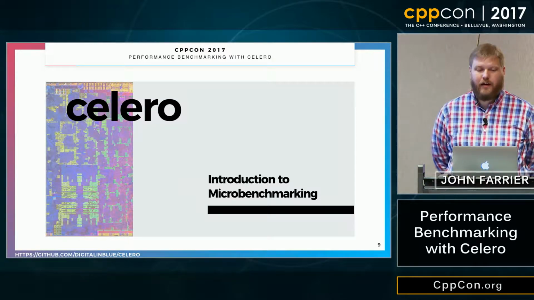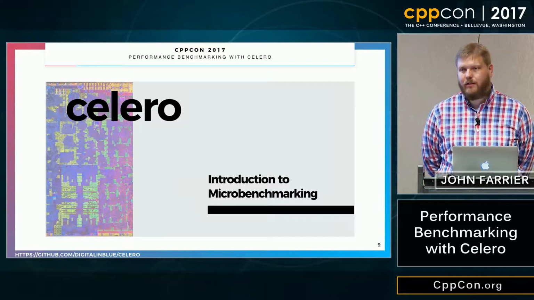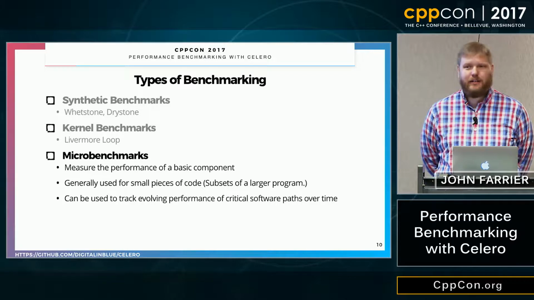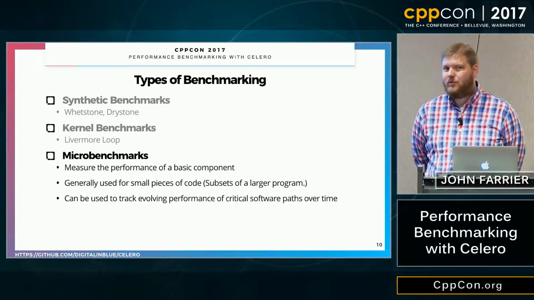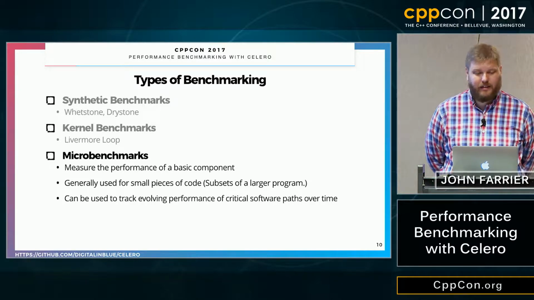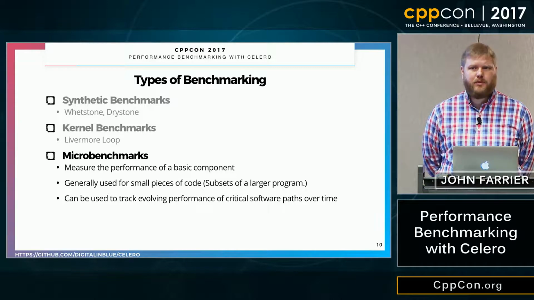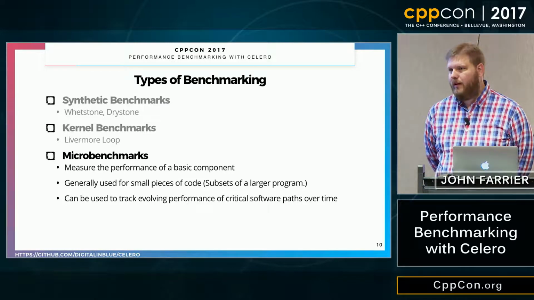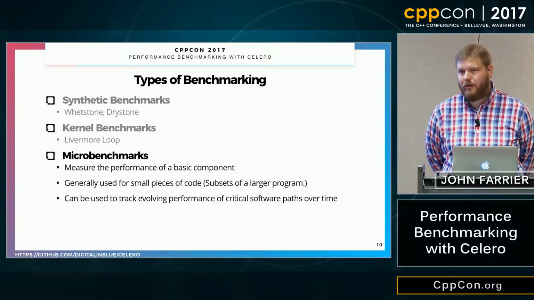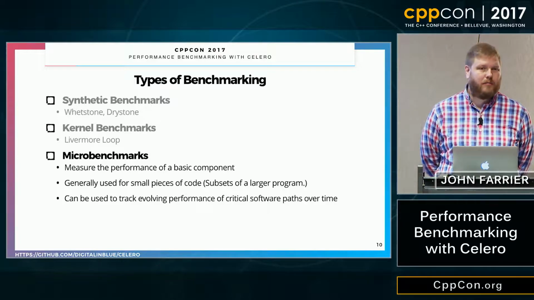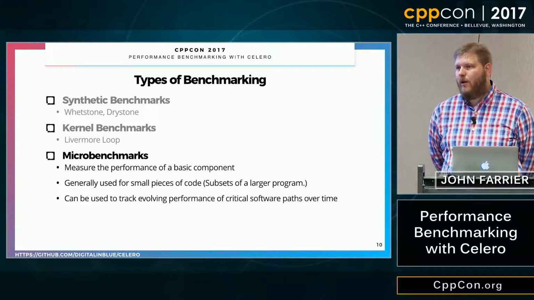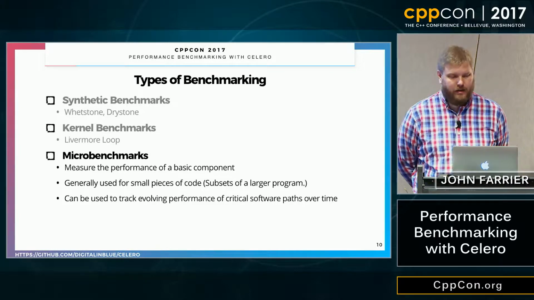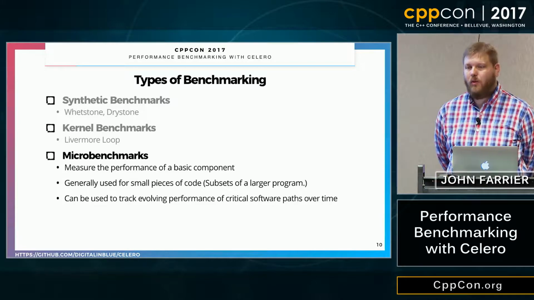So, a few quick words about micro-benchmarking itself. There's lots of different kinds of benchmarking, and I just wanted to clarify what this is. This is trying to measure the performance, maybe relative or absolute, of a small piece of your code. Maybe a critical algorithm, maybe a critical path, or maybe you want to do some design trade-offs and do some measurements. Micro-benchmarks are a way of doing that.